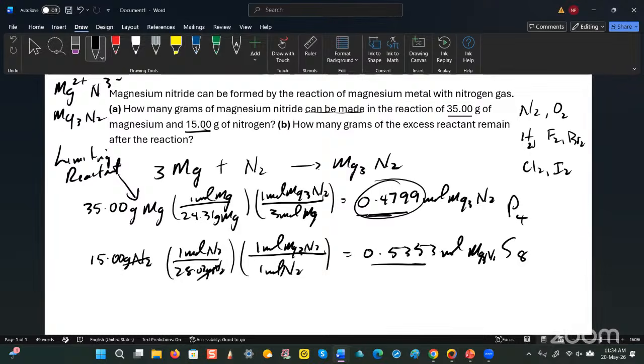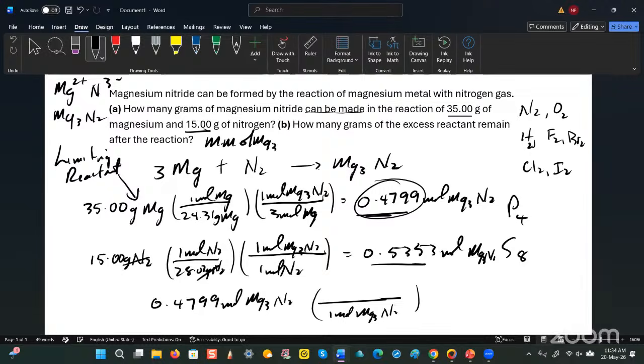So what we're going to do is take this number here, 0.4799 moles of Mg3N2, and then multiply that by its molar mass. So 1 mole of Mg3N2, and then above would be the molar mass. I'm going to calculate the molar mass right here. Molar mass of Mg3N2 is equal to 3 times 24.31 grams per mole, plus 2 times 14.01 grams per mole.